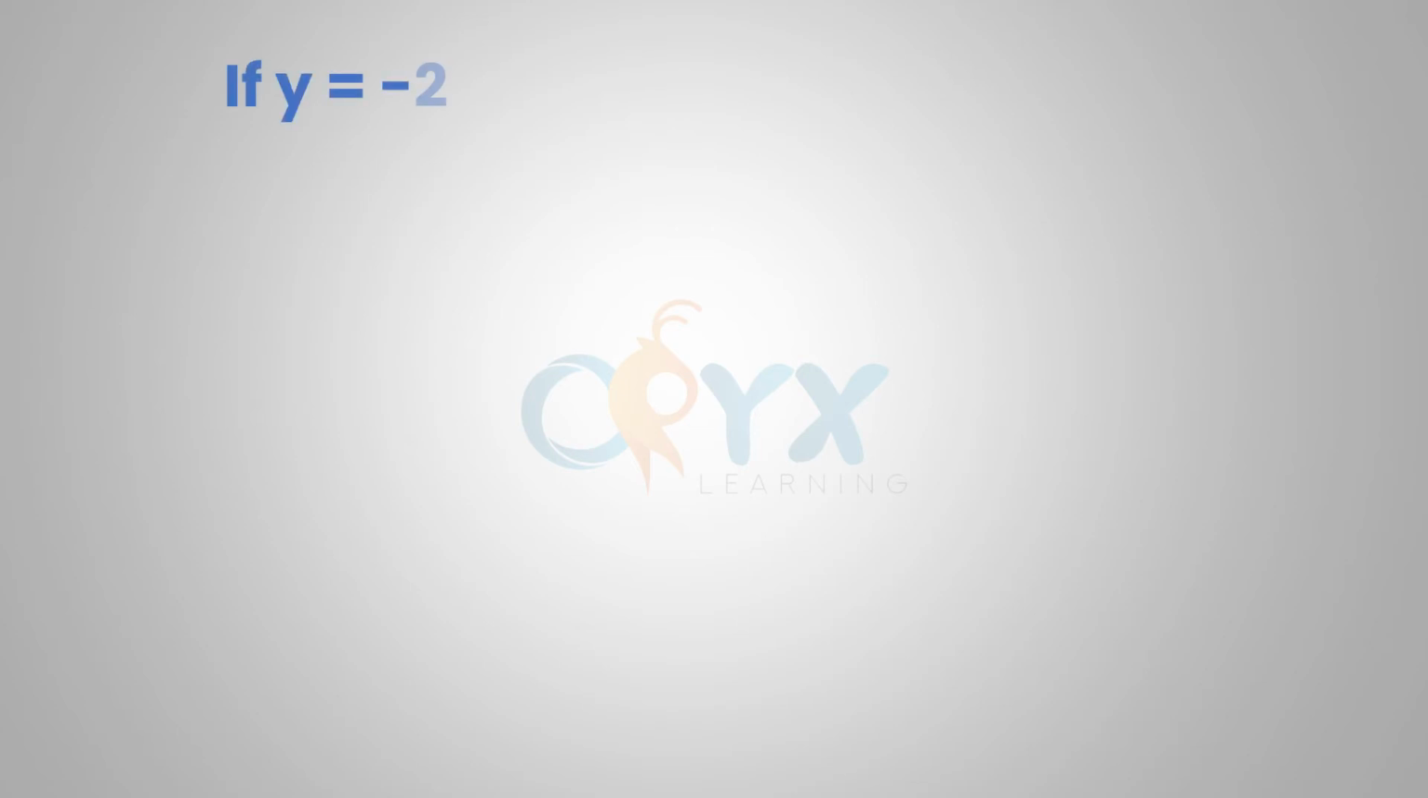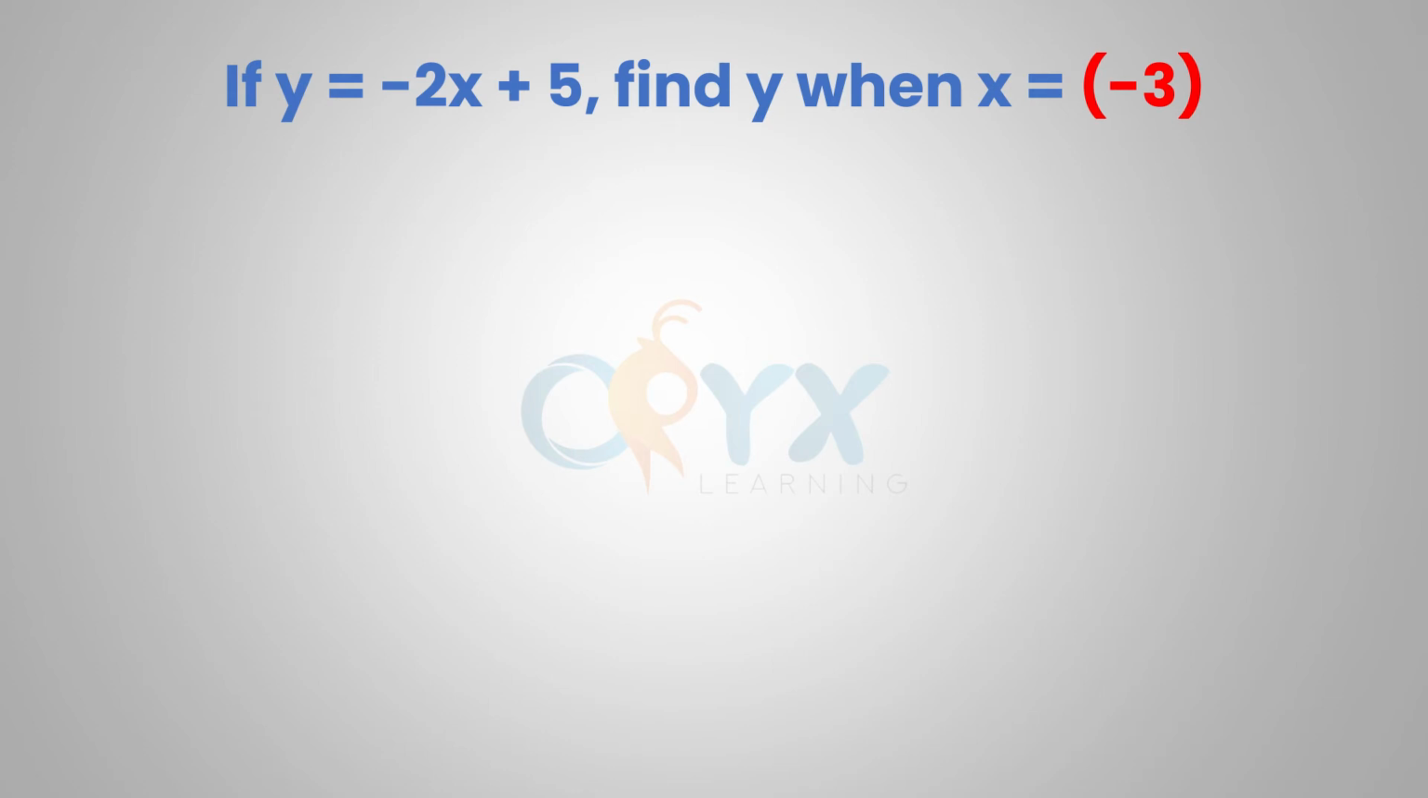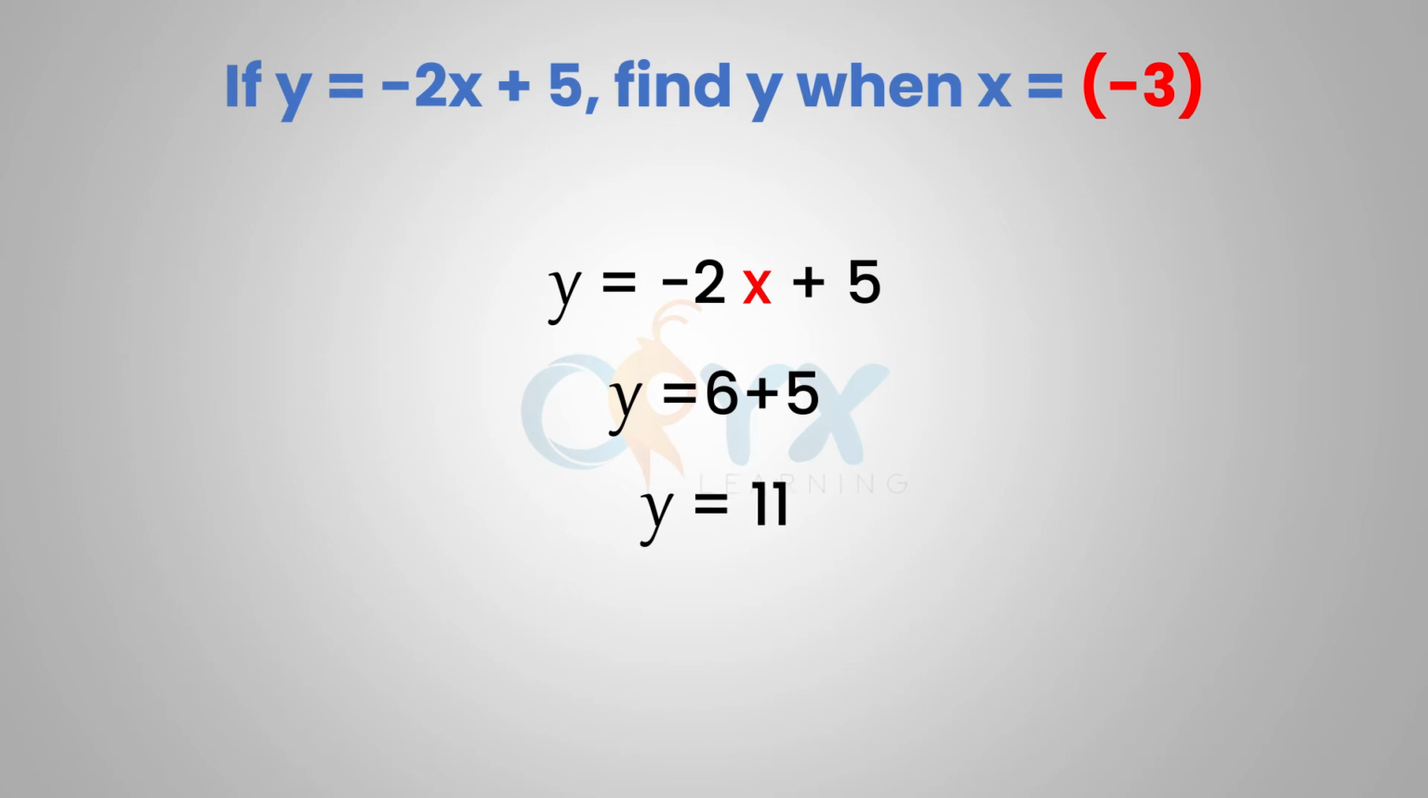If y equals negative 2x plus 5, find y when x equals negative 3. So here we need to substitute the negative 3 in for the x value in the equation. Negative 2 times negative 3. A negative times a negative will become positive. So y equals 6 plus 5. Simplifying further, we'll get 6 plus 5 is 11. So when x equals negative 3, y will equal 11.